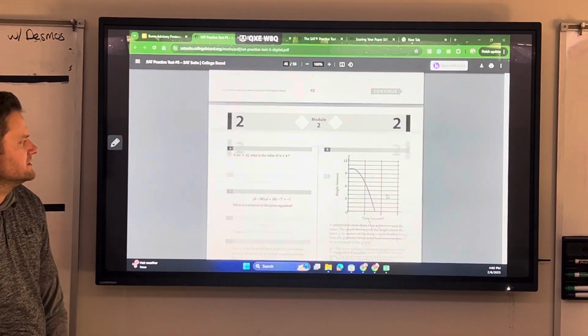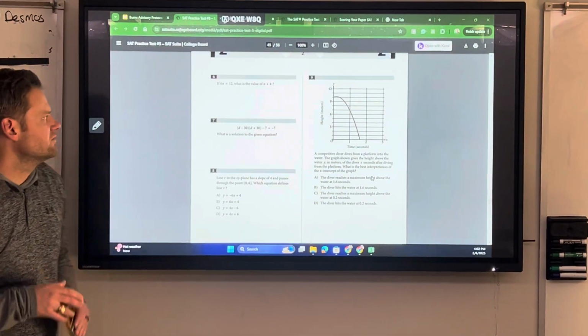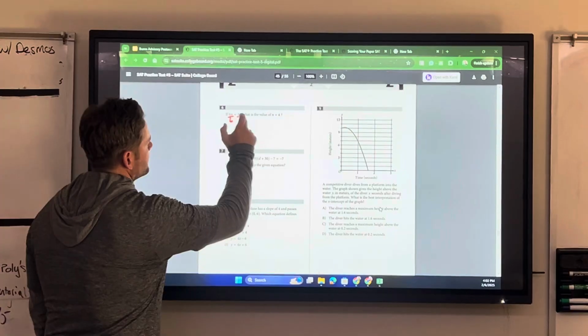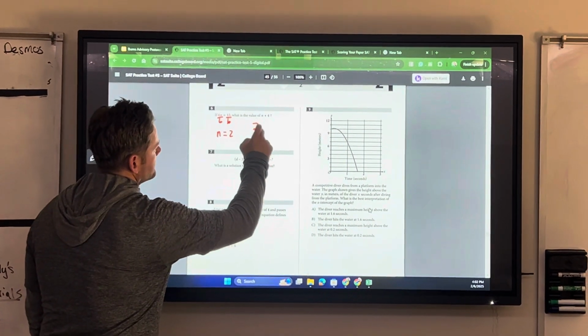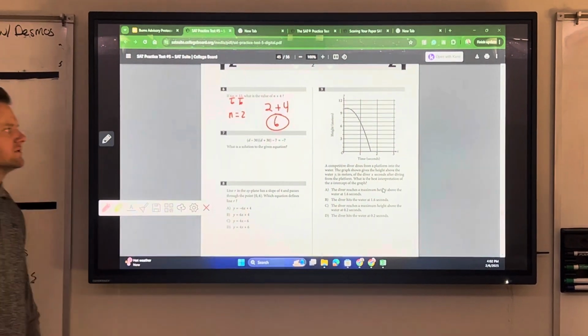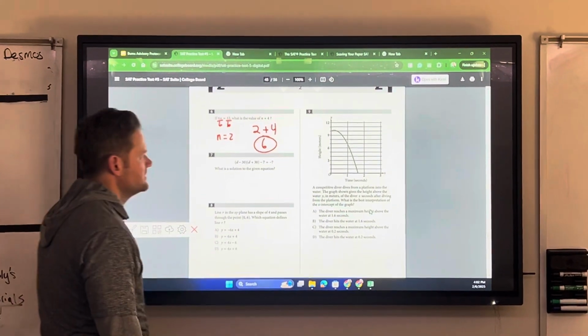All right, moving on to the next page, number 6. If 6n equals 12, what is the value of n plus 4? We'll just solve for n. So I divide each side by 6 here. I get n equals 2. Then I plug in 2 plus 4. Well, that equals 6. All right, answer on number 6 is 6. Crazy. What is the solution to the given equation down here?